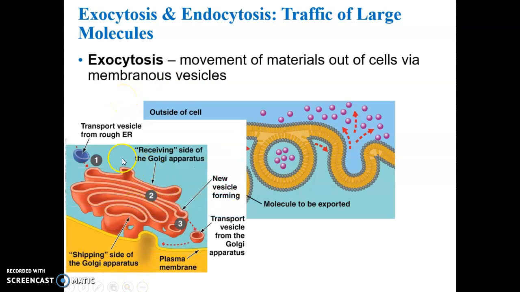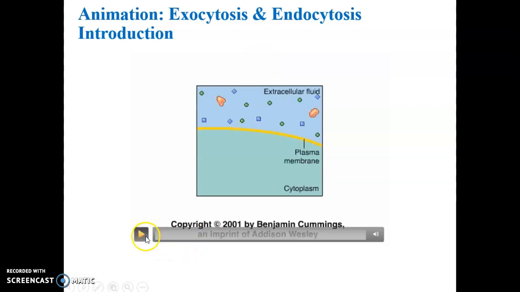Remember when we talked about protein synthesis, protein for export, proteins get produced at the rough ER, transport vesicle moves the protein to the Golgi apparatus, protein gets modified, put into a transport or export vesicle that fuses with the plasma membrane, and that protein gets ejected via exocytosis. So we looked at this already. Little video.